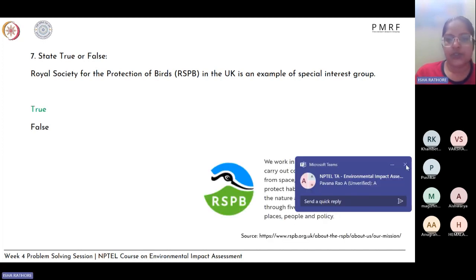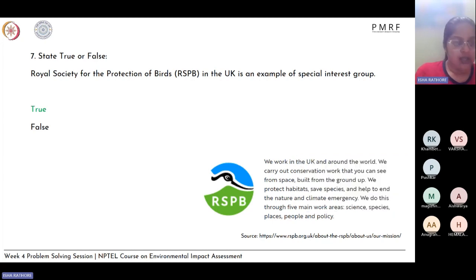So the statement is true. We looked at this example in the special interest groups which we were looking at in ecology. So the RSPB, the Royal Society for Protection of Birds, they carry out conservation work that they see from spaces built from the ground up. They protect habitat, save species, and help to end the nature and climate emergency. And they work in five major areas: science, species, places, people, and policy. So the statement is true. That is, the Royal Society for Protection of Birds is an example of a special interest group.